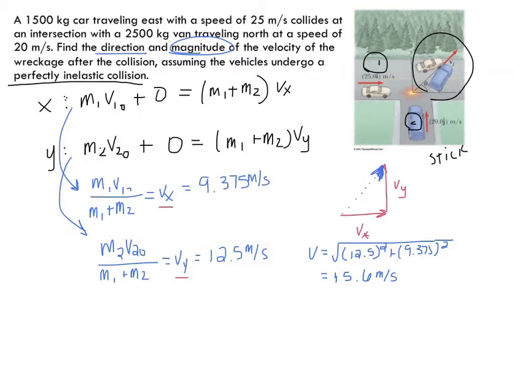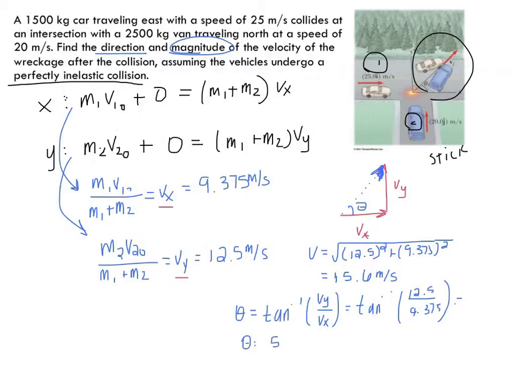To get that, we need to get the angle at which it points. So remember that in order to solve for angles, we need to use inverses. In this case, inverse tangent works. So remember that tangent is opposite over adjacent. So the inverse tangent of our 12.5 divided by 9.375 gives us an angle of 53.1 degrees. So this covers our direction part of our equation.